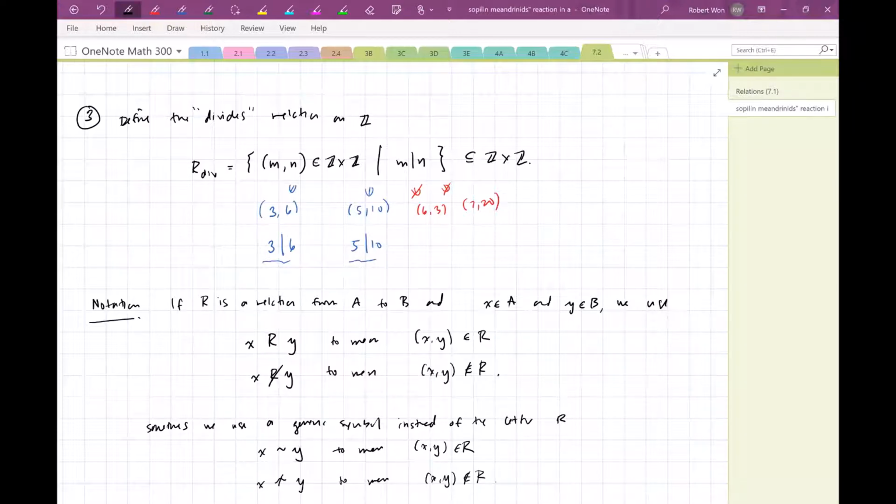Again, the point here is that even though divides can be thought of as a subset of the Cartesian product, normally you think of it as a relationship between two numbers. So instead of saying (3, 6) is in R sub div, we could write 3 R sub div 6. And really what I'm trying to get at here is this is how we think about 3 divides 6. Really, this R sub div, I could really use this symbol.